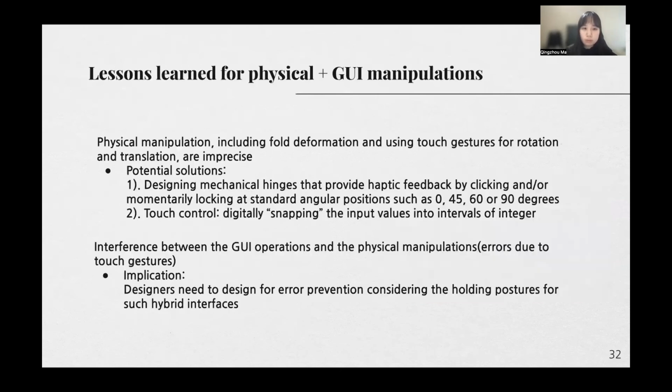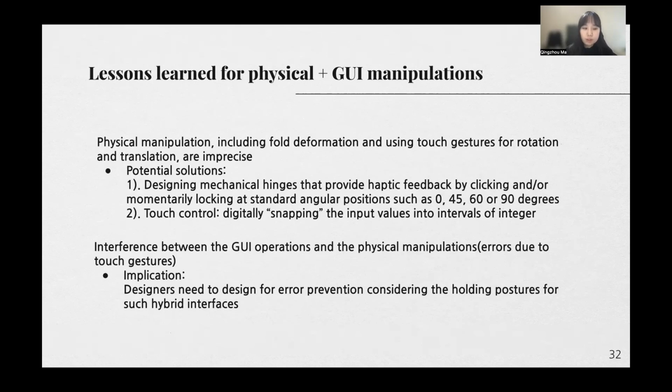So the lessons we learned for physical plus screen manipulations are that firstly, for physical manipulation, including fold deformation and using touch gestures for rotation and translation are kind of imprecise. So the potential solutions for this can be that we need to design mechanical hinges that provide haptic feedback by clicking or momentarily locking at the standard angular positions, such as 0, 45, 60, or 90. And secondly is the touch control. So it is about digitally snapping the input values into intervals or integer.